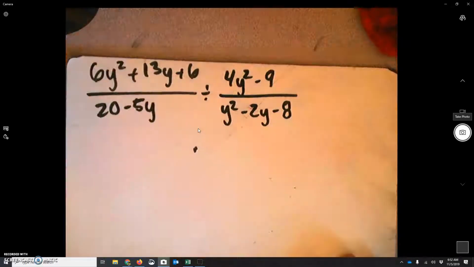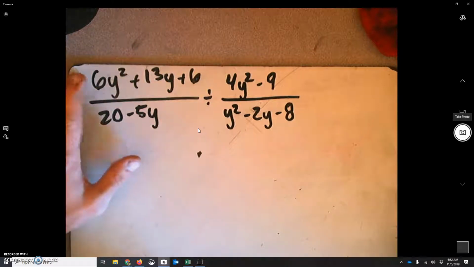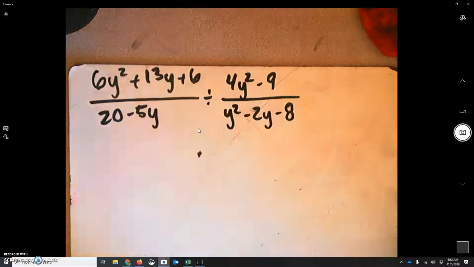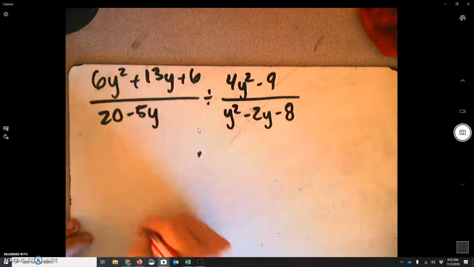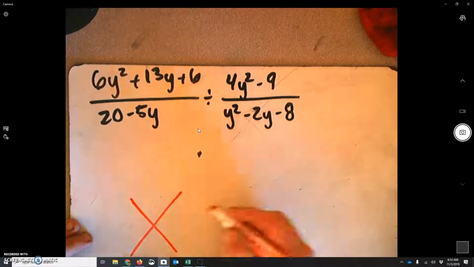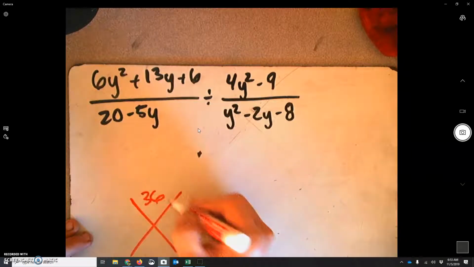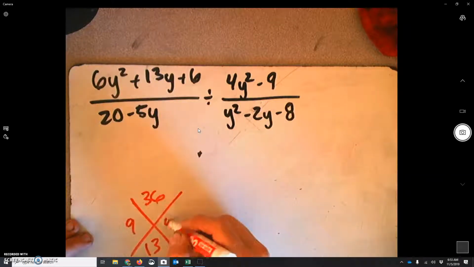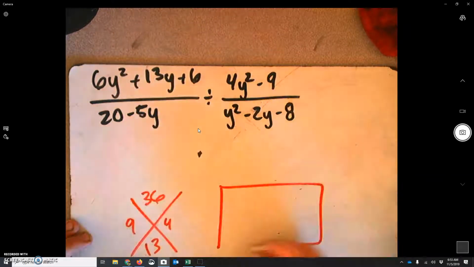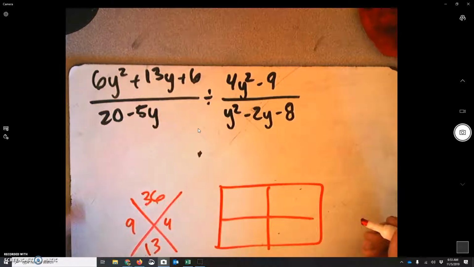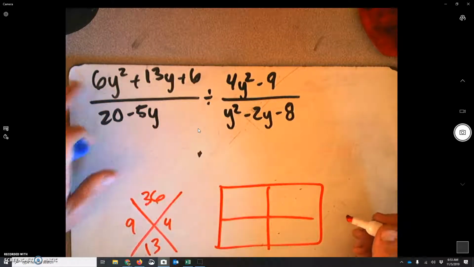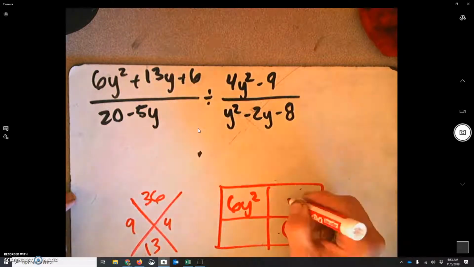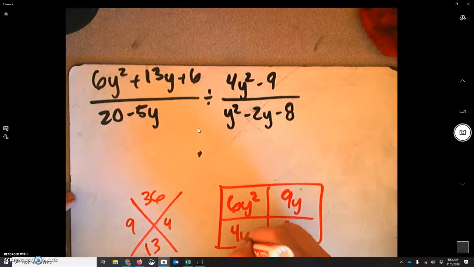Okay. So I'm going to first start factoring this top up here. We cannot factor out a 2 or a 3 because 13 is prime. So we have to go straight into the diamond method. Let's do it down here and erase when needed. 6 times 6 is 36, and 13. It's 9 and 4. Okay, reverse box method because our A is not 1, it's a 6. So 6y squared goes there, 6 here, and 9y and 4y.